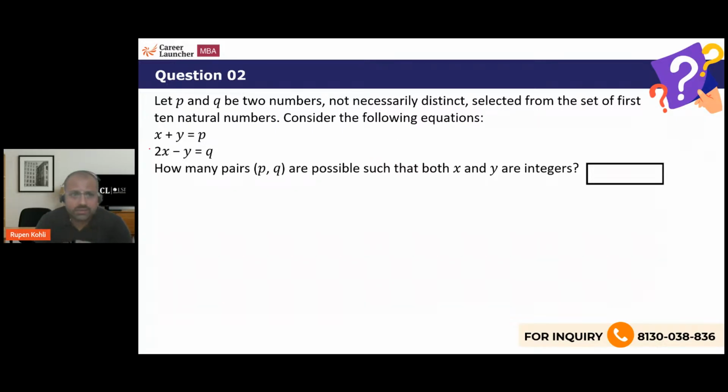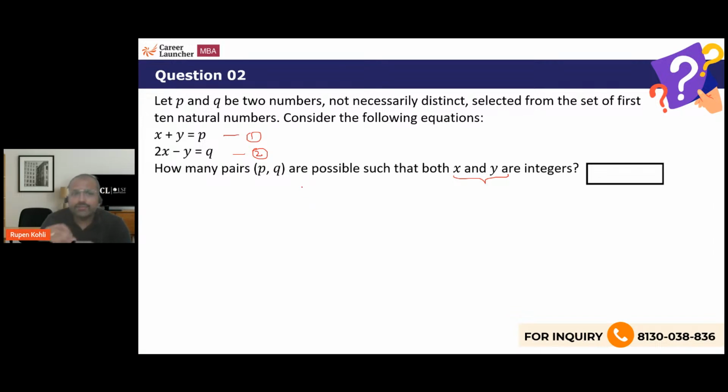Consider the following equations. We are given two equations. How many pairs P and Q are possible of values such that both x and y are integers? x plus y equals P, first equation. 2x minus y equals Q, second equation. All right. Now, it's very easy to eliminate the variables over here and find x and y in terms of P and Q. The constraint is P and Q are integers. We already know x and y should also be integers. How many values of P and Q satisfy this constraint that x and y also take integer values?